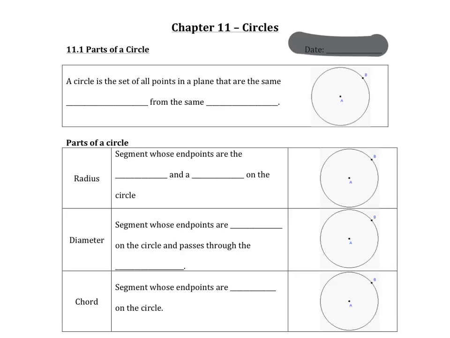So the first box here talks about a circle. A circle is a set of all points in a plane that are the same distance from the same point. In this particular case, it's called the center of the circle. That center is A, so we actually name this circle A.